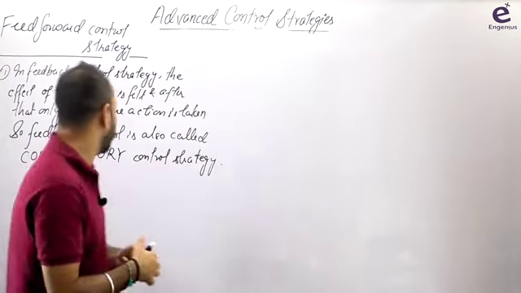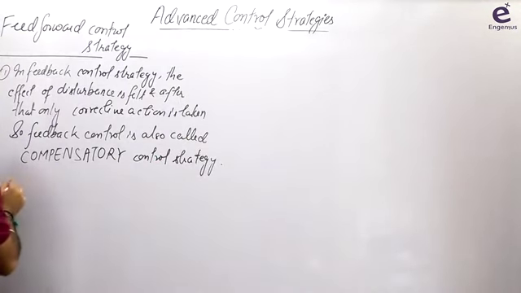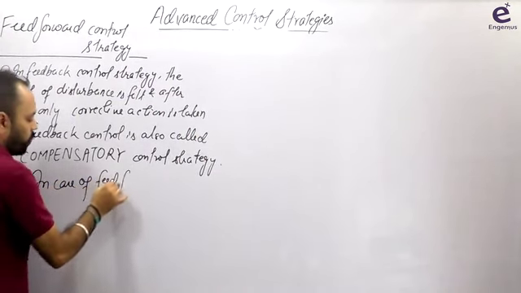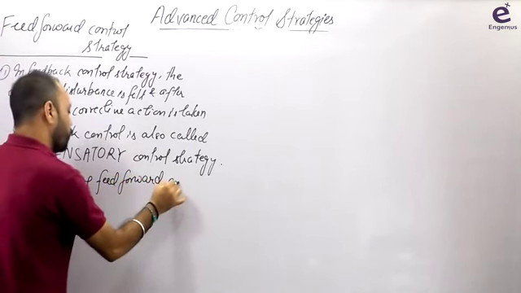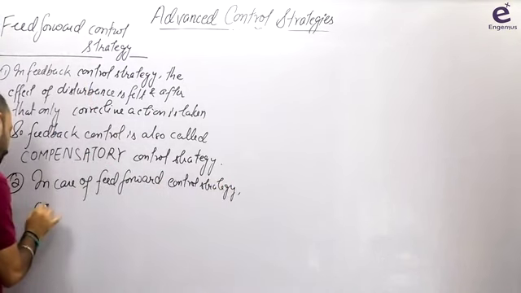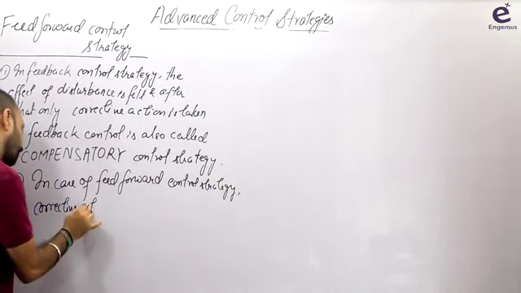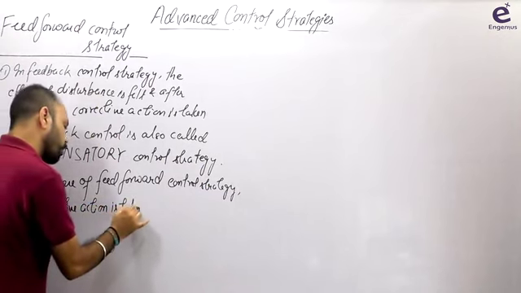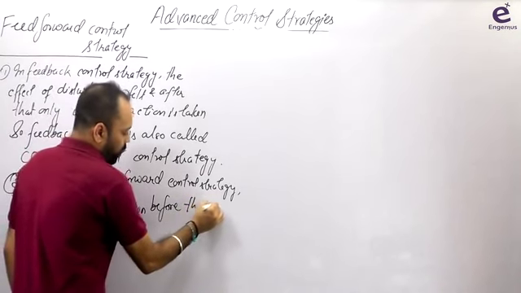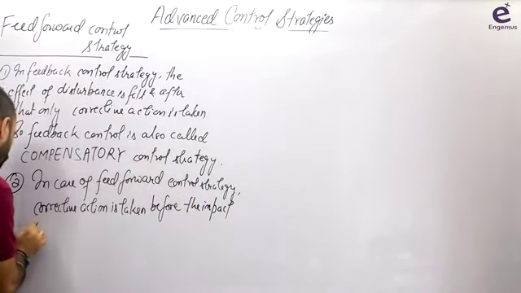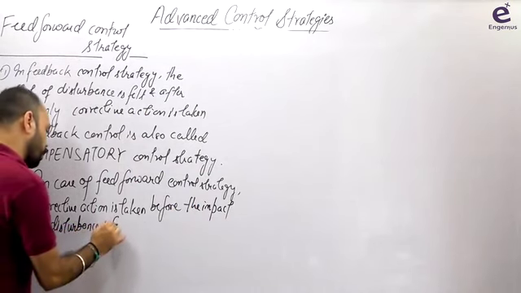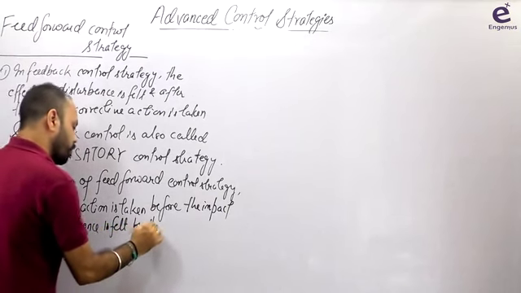So what is the difference? The major difference between feedback and feed forward is that in case of feed forward control strategy, corrective action is taken before the impact of disturbance is felt by the system. Before the impact of disturbance is felt by the system. Okay, impact of disturbance is felt by the system. So that is the main difference.